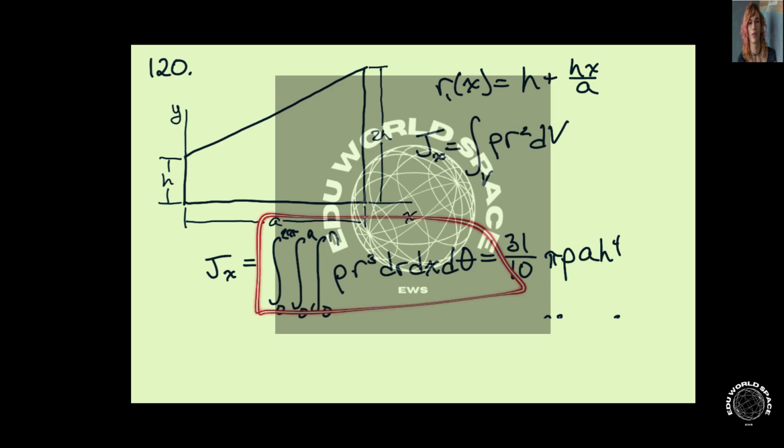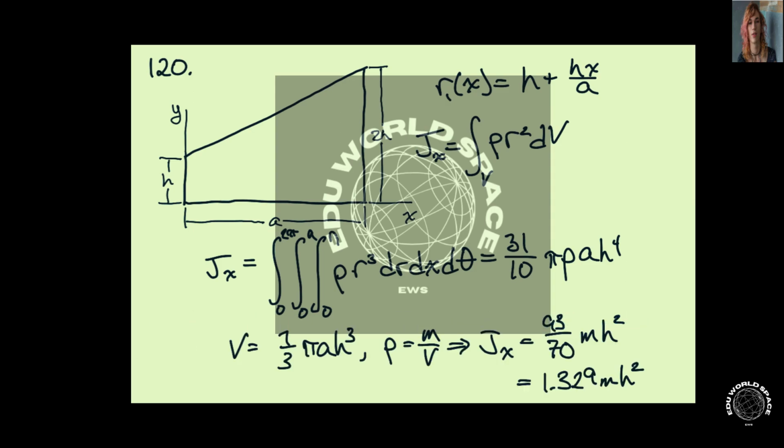And we can crank through this integral. It's just a little tedious. And we get 31 over 10 pi rho a h cubed. I think this should be a squared.